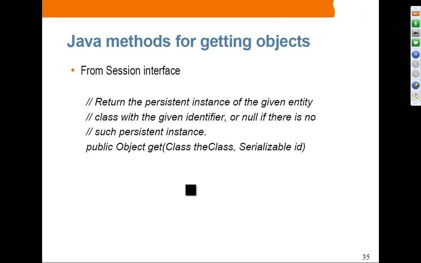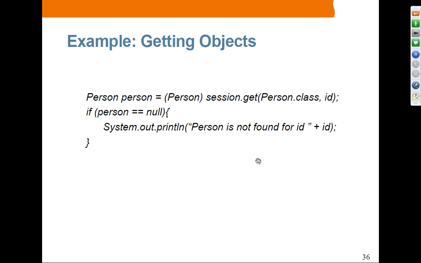So this is for getting objects. This is the get method, but the parameters are the same. You call the get method and provide the domain class and then the object identifier. It returns the Object type, so you're going to cast it, and then you can check whether that is null or not. If it is null, that means there is no entry in the table.